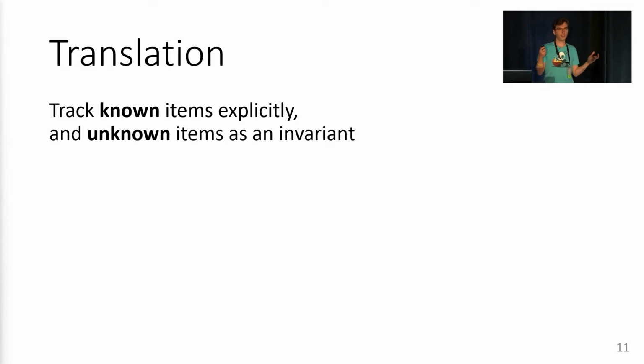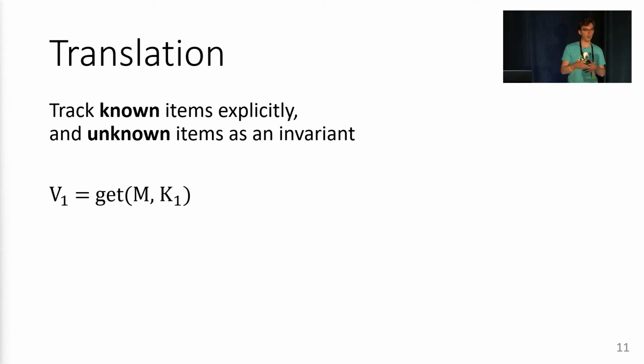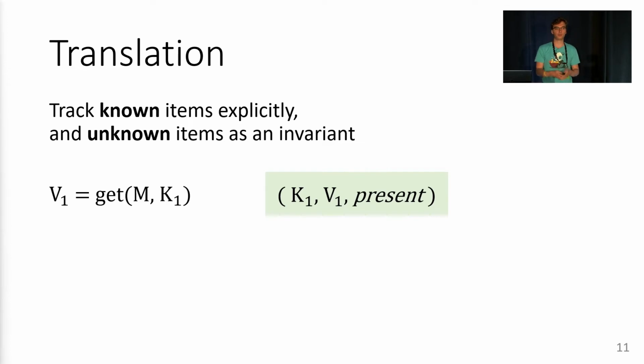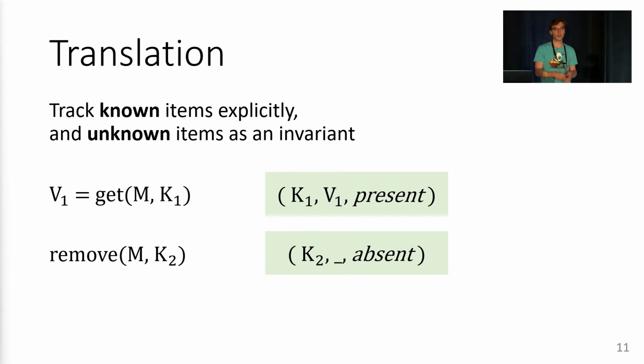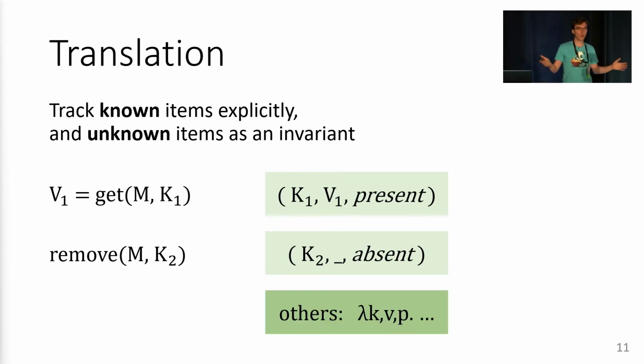So for instance, let's say that during one iteration, we abstract some operation as a get call on a map. So we get the value associated with key K1 in map M, and we get value V1. We're going to keep track of, OK, key K1, value V1 are in the map. Then we remove key K2 from the map. We're going to keep track of the fact that key K2 is not in the map. And for all of the other items, we're just going to keep track of an invariant to track our knowledge of them. So for instance, it might be all of the values are greater than 0.